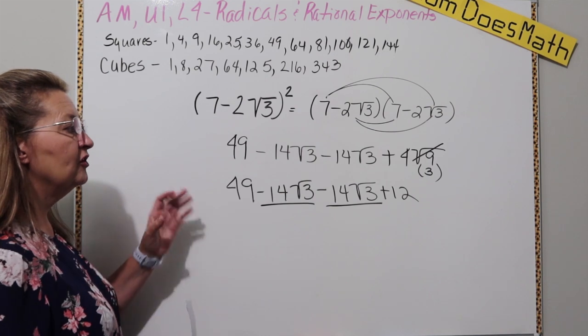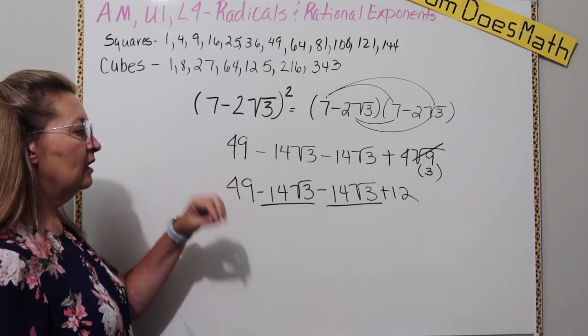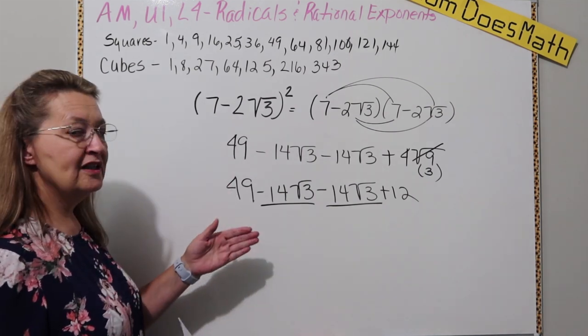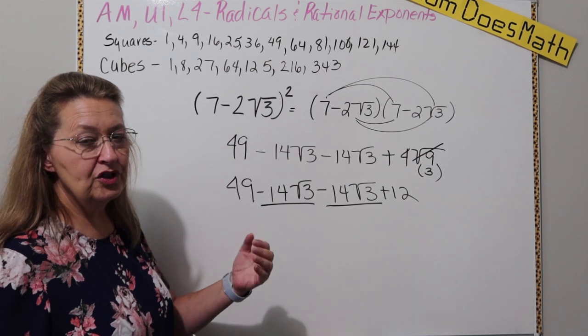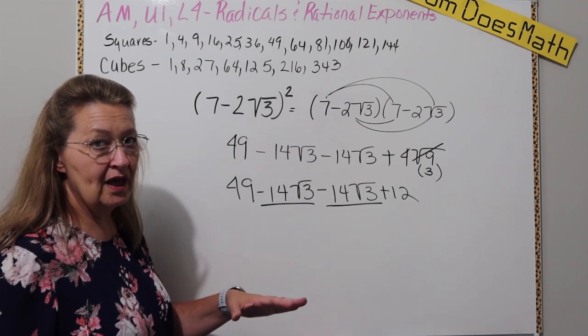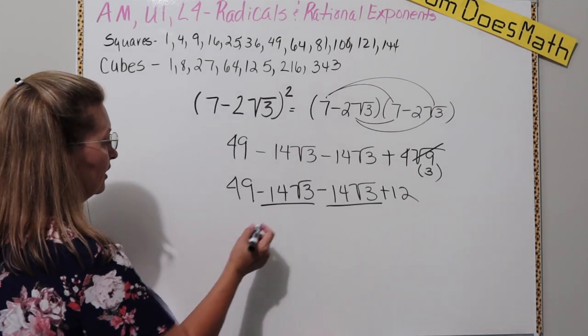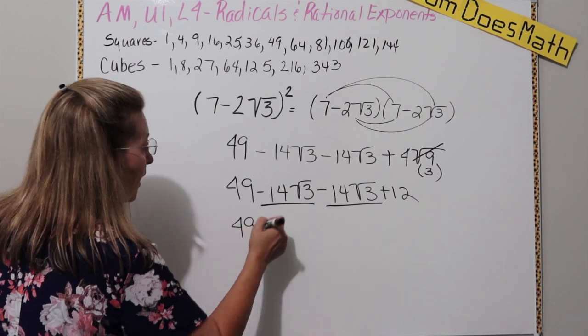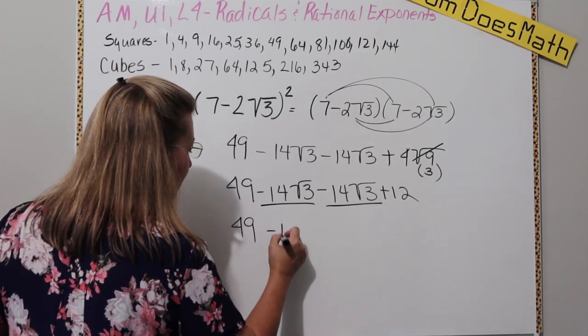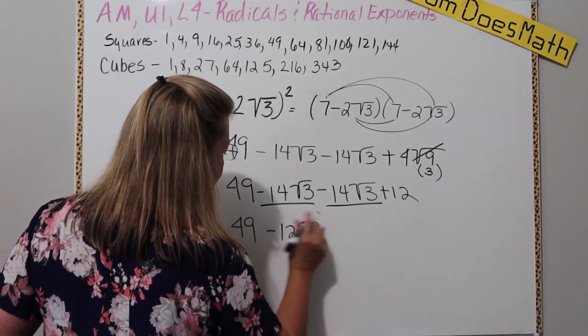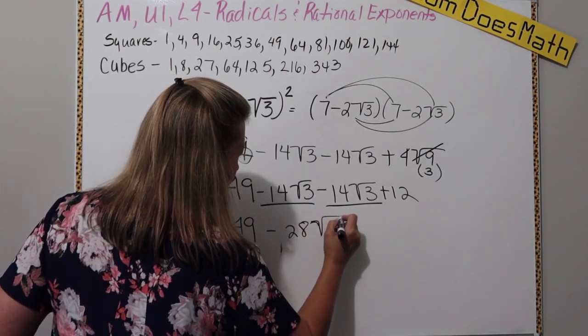Now remember, there's a difference between multiplication, division, addition, subtraction. When you add and subtract, the radical part is used to match, but it doesn't change. So what we're going to have here is 49. Minus 14 gives you minus 28 square root of 3.